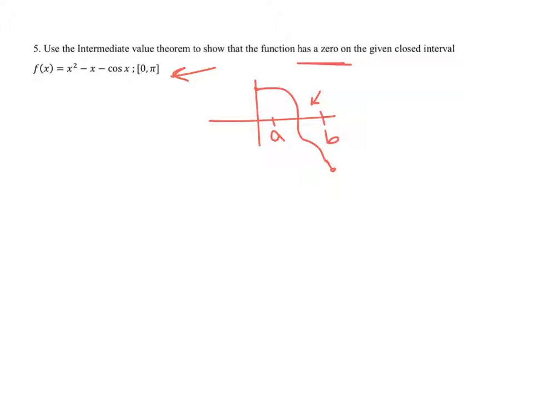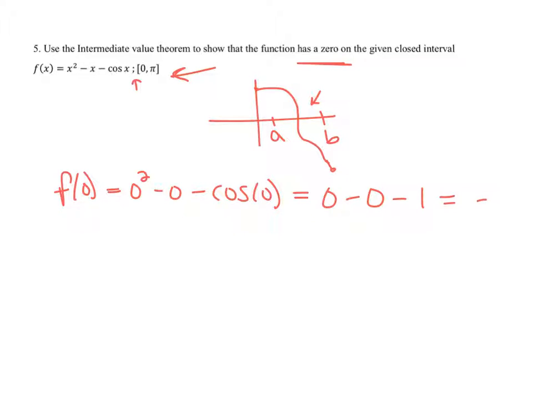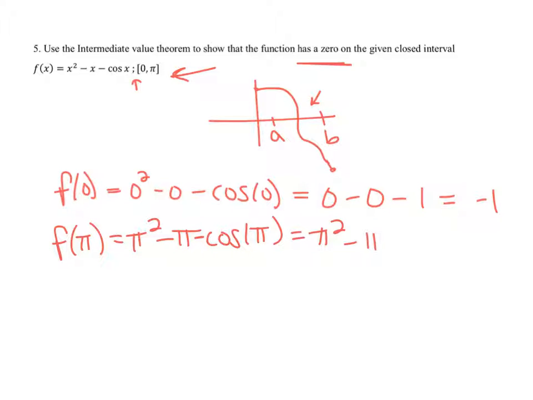So what I'm simply going to do is plug in both of the boundaries. I plug in 0, and that gets me 0 squared minus 0 minus cosine of 0. That's 0 minus 0 minus 1, so negative 1 is the lower bound. The upper bound requires me to plug in f of pi, so I'd have pi squared minus pi minus cosine of pi, which is pi squared minus pi minus negative 1, because that's what cosine of pi is. This becomes a positive, and if you plug this into your calculator, you would approximately get 7.728.